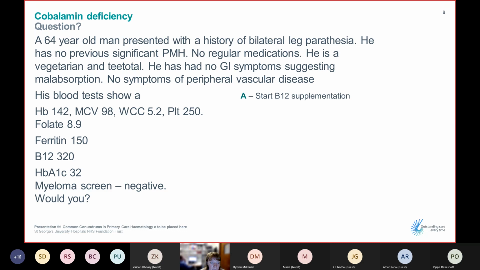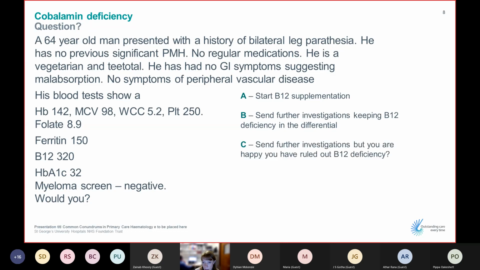So just think to yourself what you would do with this patient. Would you A, start some B12 supplementation for him? B, send further investigations, but keep B12 deficiency in the differential? C, send further investigations, but you're happy that you've ruled out B12 deficiency? Or D, reassure the patient that all his blood tests are relatively normal and leave it there?